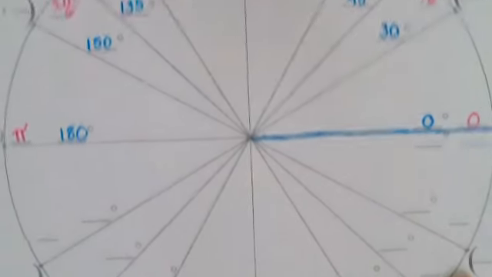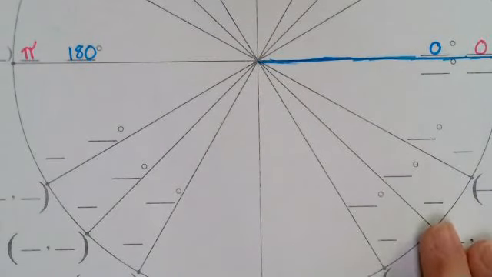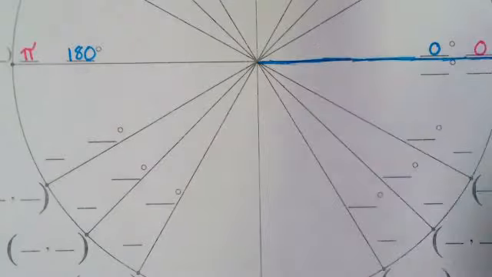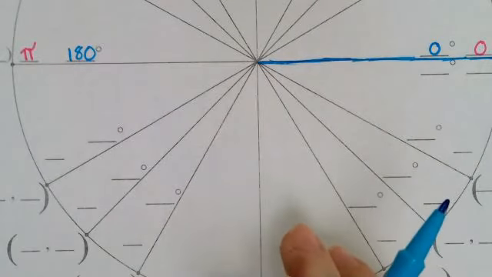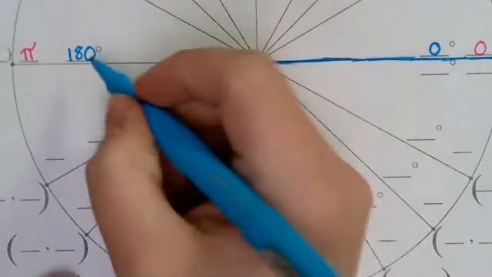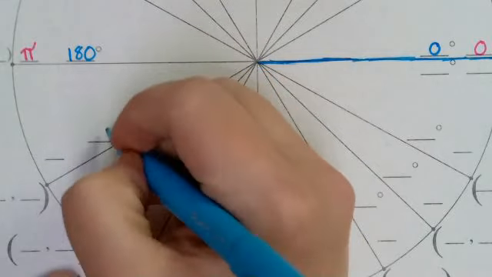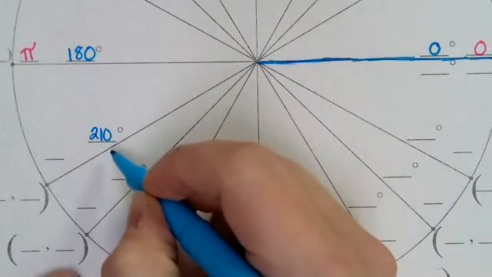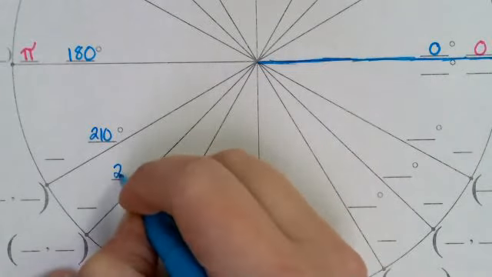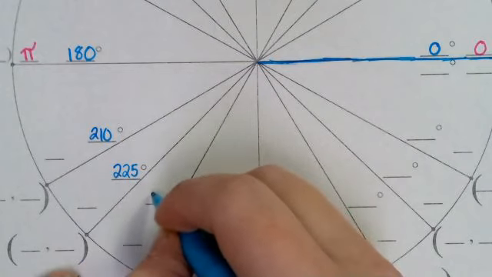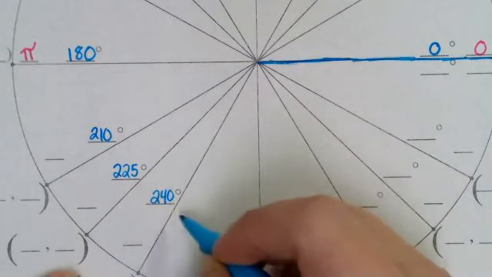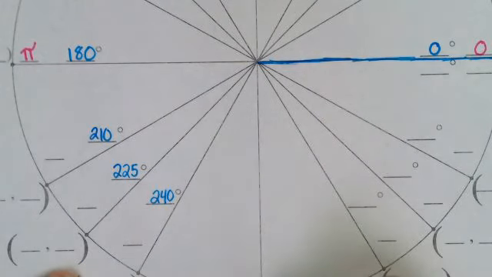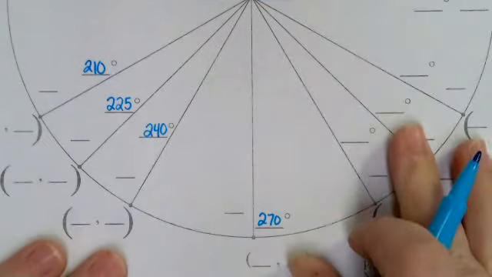Okay, let's keep going. We're going to go around the bottom. Let's finish doing the degrees along the whole lower part of our circle. So 180 degrees, but now we're going to add on 30. So this is 210. Then we go another 15. So this is 225. Another 15, this is 240. Then another 30. This is going to be 270 degrees down at the bottom.